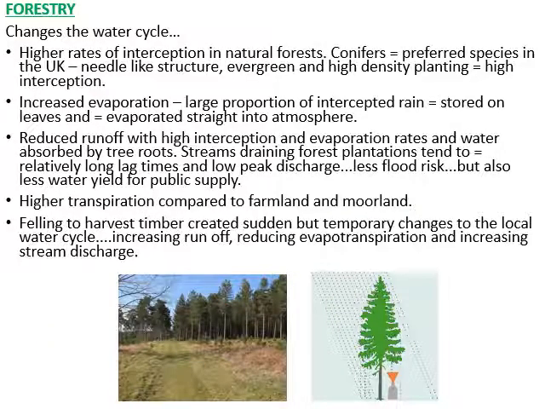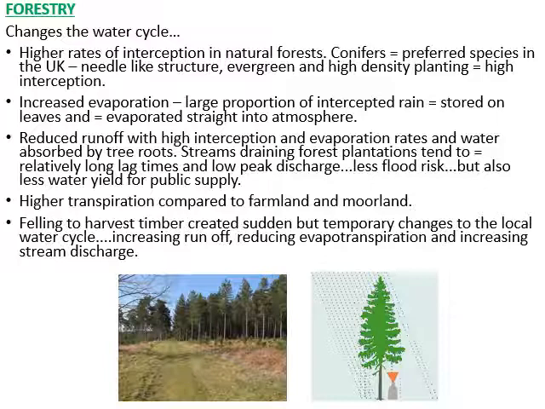Forestry also changes the water cycle. When we have a natural forest, we tend to have much higher rates of interception. We tend to plant conifers in the UK if we're going to plant a new forest, and these are the evergreen trees, the Christmas trees, if you like. We tend to plant them quite close together, which can lead to very high interception rates. Because we've got so much interception, we've then got increased evaporation, that water going straight back into the atmosphere. We've got reduced runoff. There's less water reaching the ground.